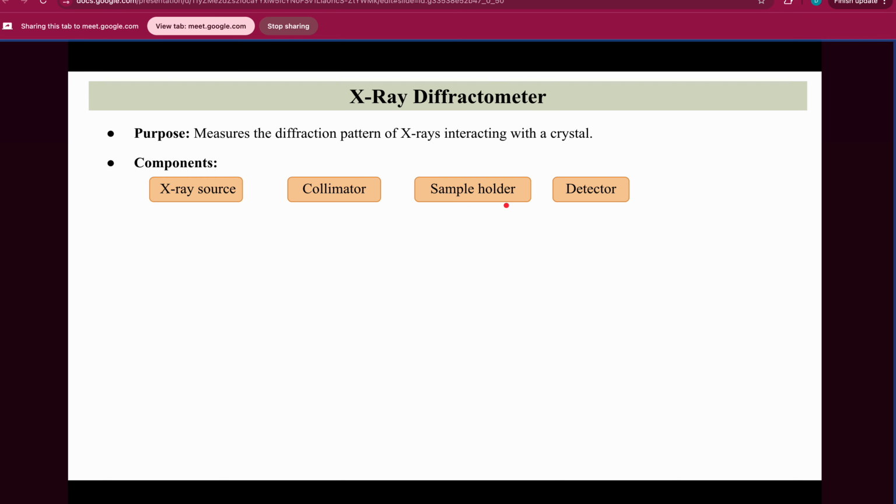The sample holder is the goniometer, which holds the crystal in proper orientation and also rotates it in different directions so that the X-rays can properly pass through the center of the crystal and a proper diffraction pattern can be achieved. And then there is a detector. In this case, they have not mentioned the monochromator, but the monochromator is also an important part. After the collimator, there is a monochromator so that a specific wavelength of X-rays can pass through the sample. And then ultimately the detector will detect the X-rays which have been diffracted.